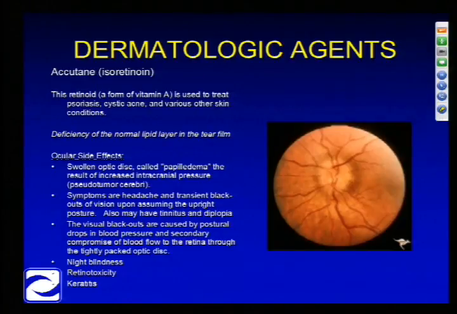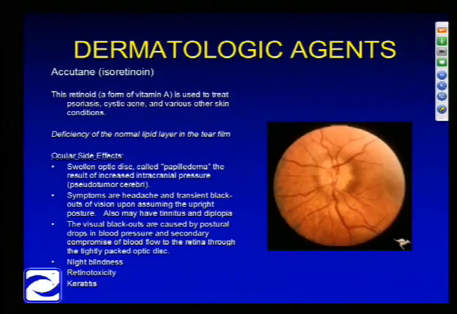The symptoms of elevated intracranial pressure are headache, transient blackouts of vision, particularly upon changing posture where you go from sitting to upright. They can have kind of a whooshing sound or a tinnitus. And if their intracranial pressure is really elevated, they can have diplopia related to a sixth cranial nerve palsy. The visual blackouts are caused by postural drops in blood pressure and secondary compromise of the blood flow to the retina through the tightly packed optic nerve.